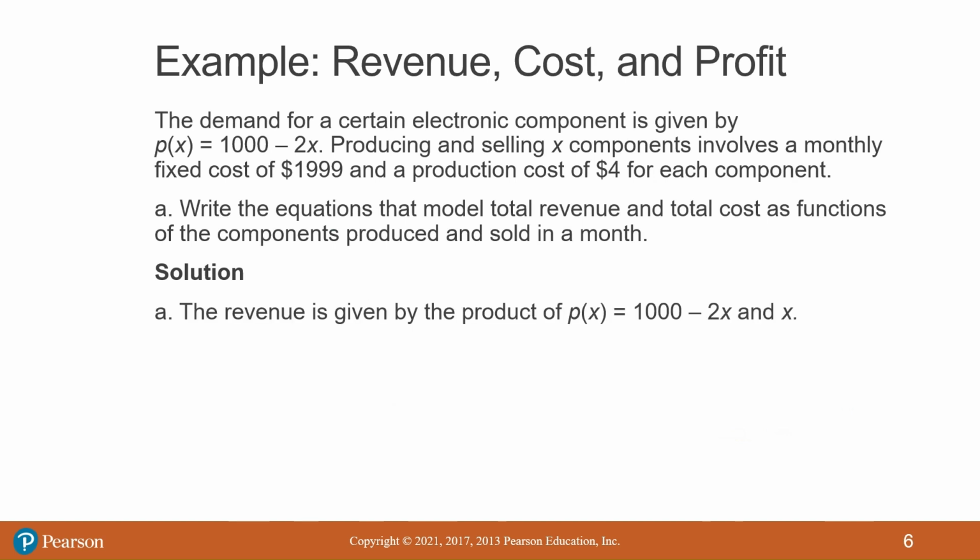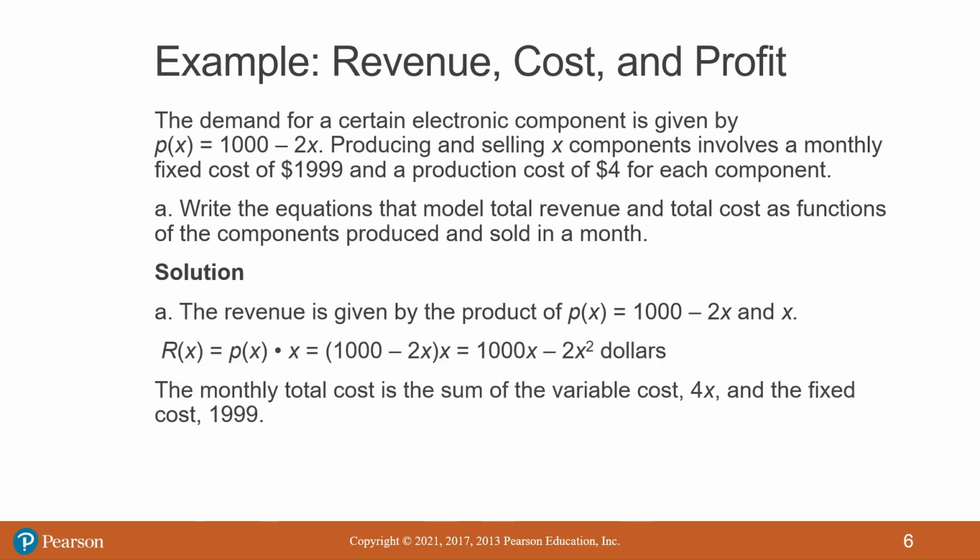Now the revenue is given by the product of p of x, which is 1,000 minus 2x, and x. The p of x function was given to us. All I have to do to find the revenue function from that lowercase p of x function is multiply it times x. That's essentially just a multiplication of two functions, just like what we just did. So r of x equals p of x times x. So I'm looking at 1,000 minus 2x times x. And all I really have to do here is distribute this x to both of these pieces, and it simplifies down to 1,000x minus 2x squared dollars. That is my revenue function.